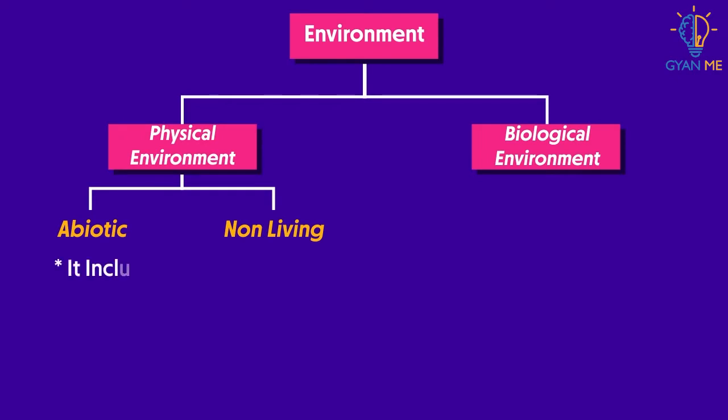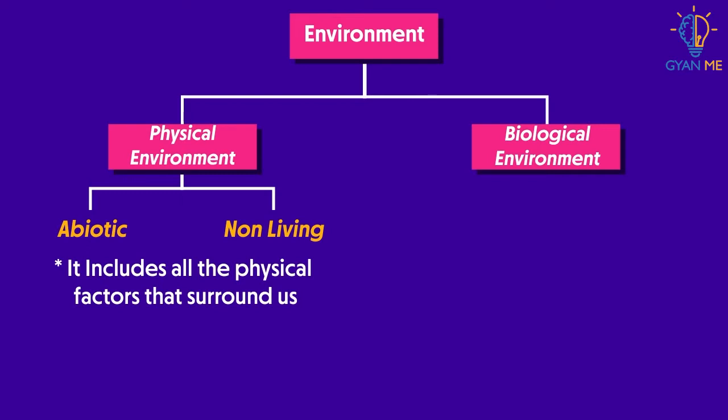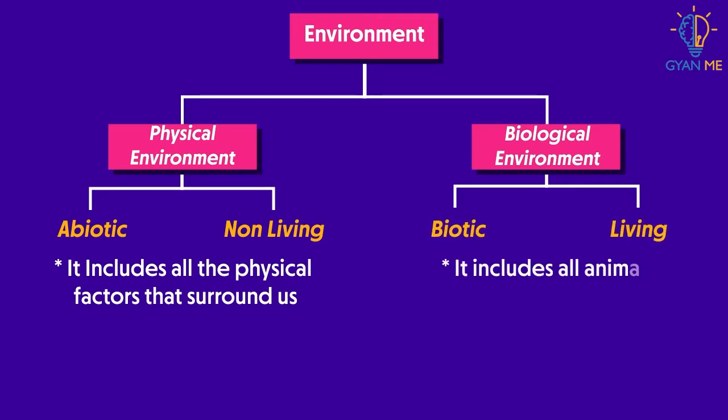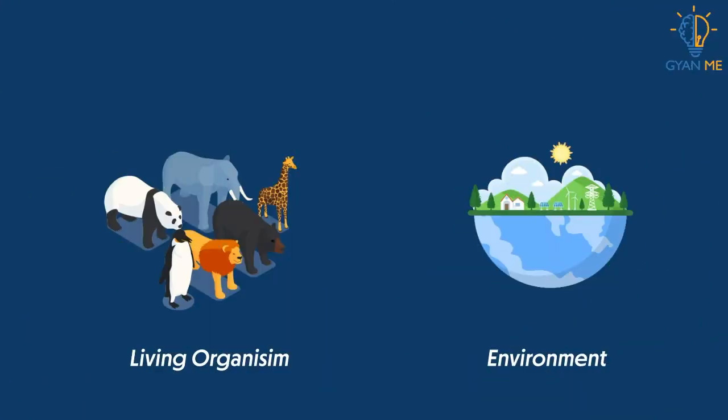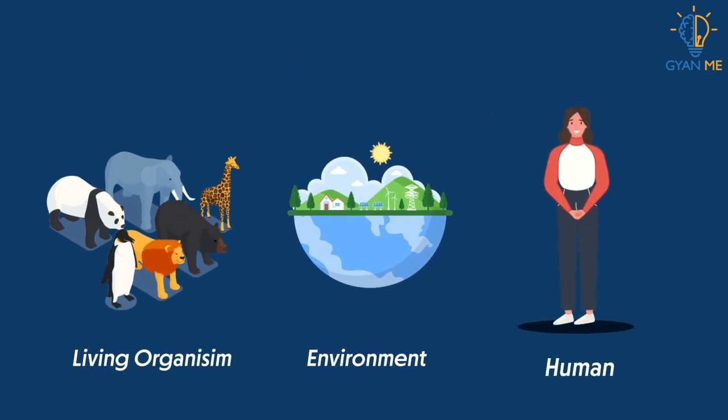It includes all the factors, that is physical factors that surround any living organism. While biological environment is living environment, which includes animals or bacteria surrounding any particular organism. Now, all living organisms' life is regulated by environment, and in turn, they also influence the environment around them. Humans are also an integral part of the same environment.